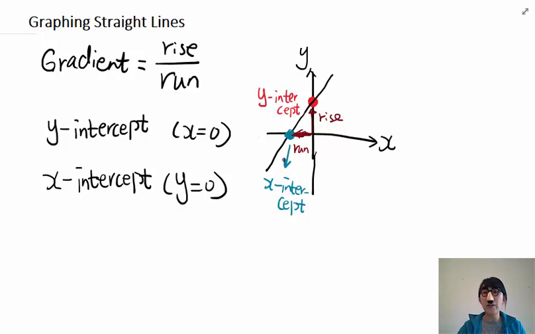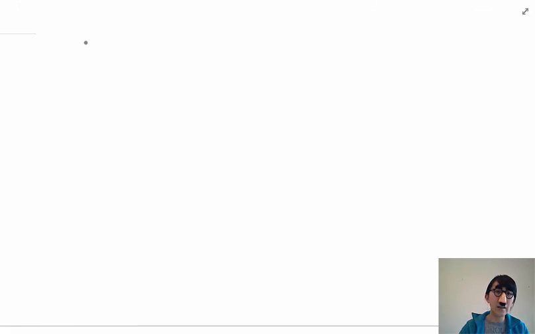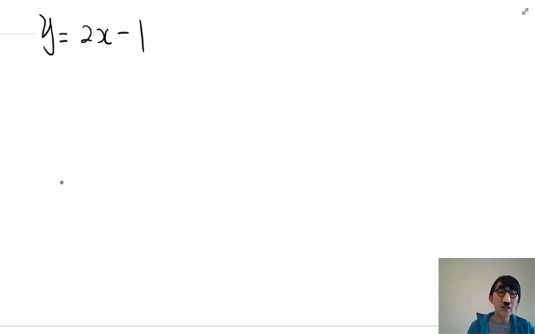Alright, now if you understand those basic ideas, let's look at this example. y equals 2x take 1. So how can we graph this equation on the Cartesian plane?